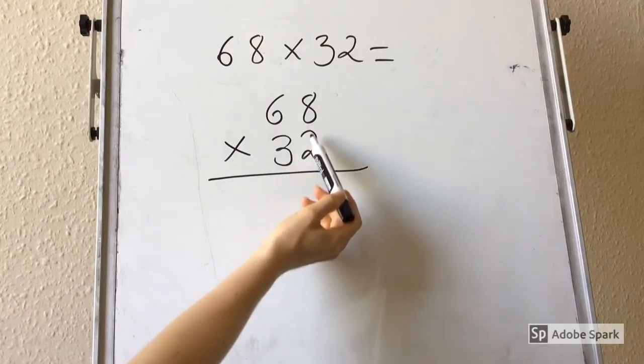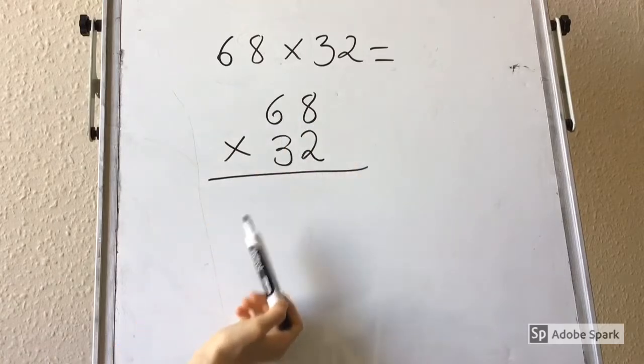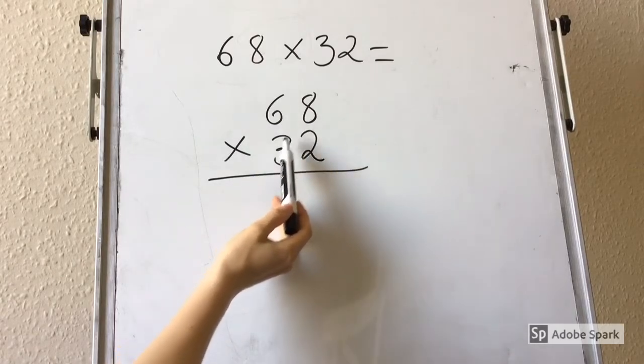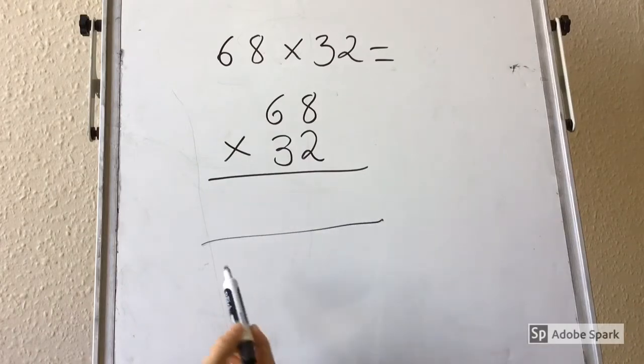So step 1 is just like short multiplication. You'll begin by timesing your 2 by 68. Step 2, you're going to be timesing your 30 by 68 in the row underneath. And once you've done that, for step 3, you add them together to get your answer.